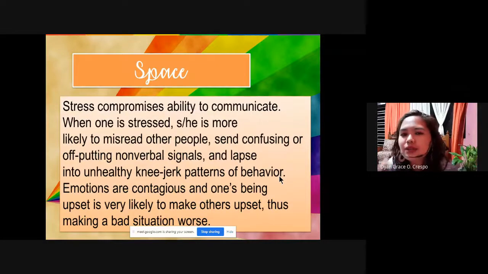Now, aside from that, we also have stress. Stress compromises the ability to communicate. When one is stressed, he or she is more likely to misread other people, send confusing or off-putting nonverbal signals, and lapse. As a friend or as a concerned citizen, we need to think: if someone is stressed, we need to give them space. We need to help them.